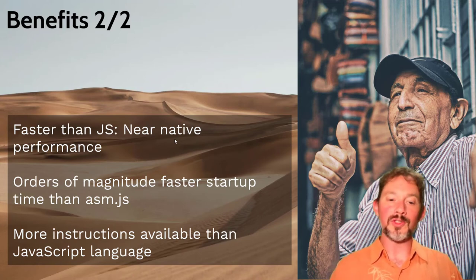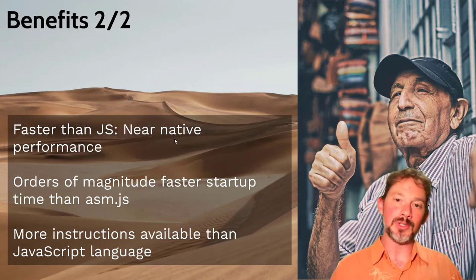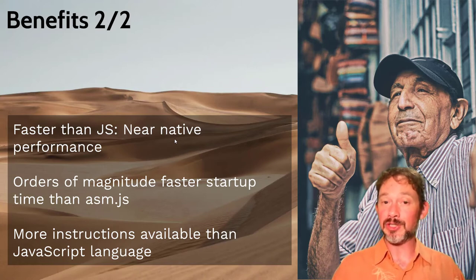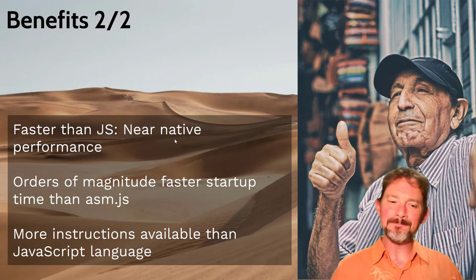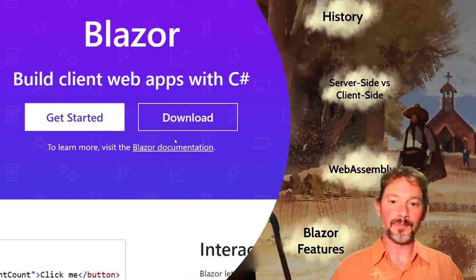It's also orders of magnitude faster startup time than ASM.js. ASM.js was, I think Jeremy Likeness described in an article, what this used to be based off of. It was a technology that allowed you to compile C and C++ down into a JavaScript version of assembly. It's faster than that, so that's really cool. And there's actually more instructions available to you than in the JavaScript language. So that's another part of the reason that it's faster.